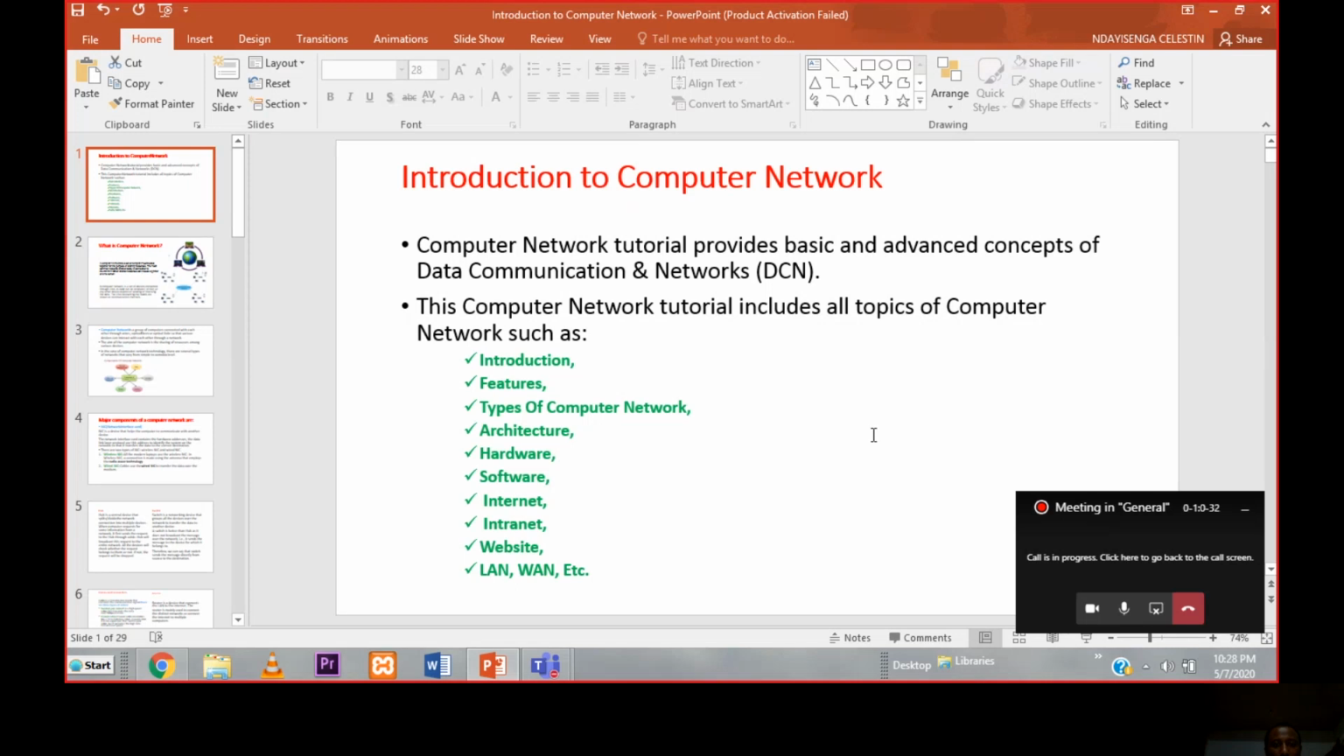So let us start. A computer network tutorial provides basic and advanced concepts of data communication and networks. This computer network tutorial includes all topics of computer networks such as introduction, features, types of computer networks, architecture, hardware, software, internet, and the intranet website, etc.